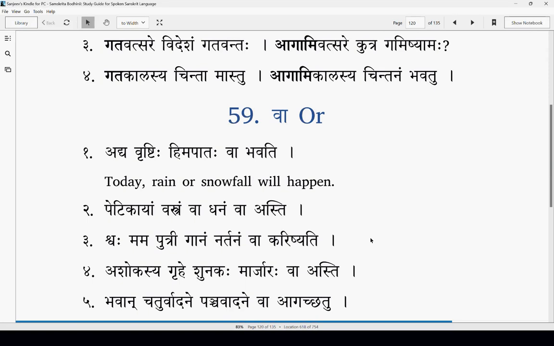Adya, is there visarga in Adya? No visarga. Adya has no visarga. When you pronounced Adya earlier, it sounded like you pronounced it with visarga. Oh, no visarga. Adya vrishtihi himapatah va bhavati.